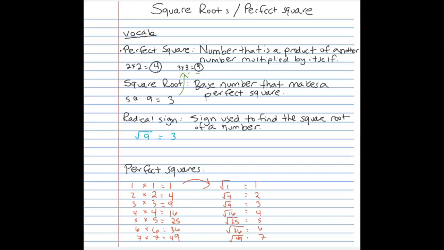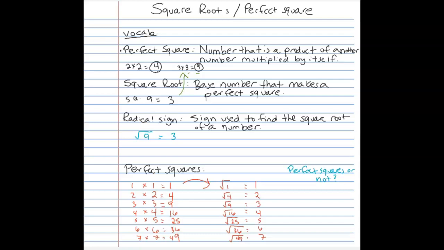So what we're going to do here is figure out if the following numbers are perfect squares or not. I'm going to give you guys 4 numbers. Together we're going to solve 2 of them, and 2 of them you're going to do on your own. We're going to determine if these numbers are perfect squares or not.